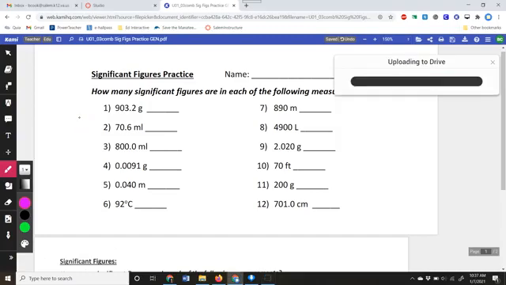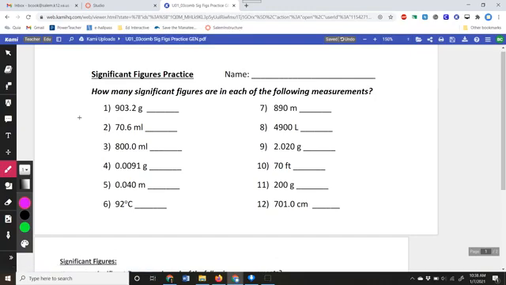I'm going to go over some of the examples of how to do significant figures. So what we're going to do is apply the rules that we've gone over in class. First off, let's look at number 3, and again, remember these are measurements. Significant figures doesn't apply to numbers that are not measurements. So we've got 903.2 grams.